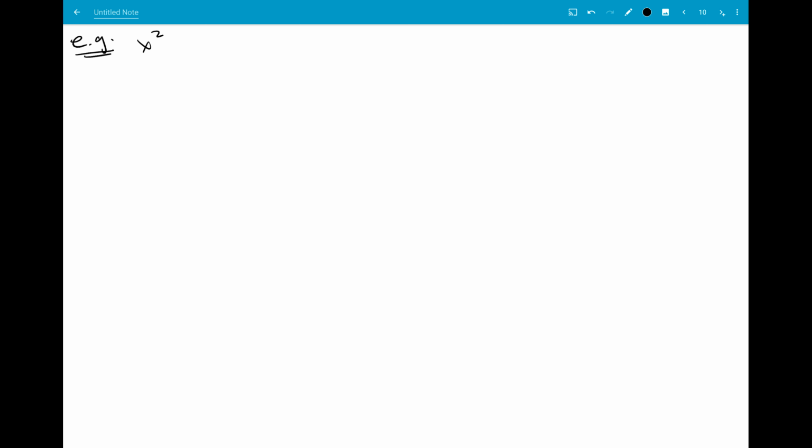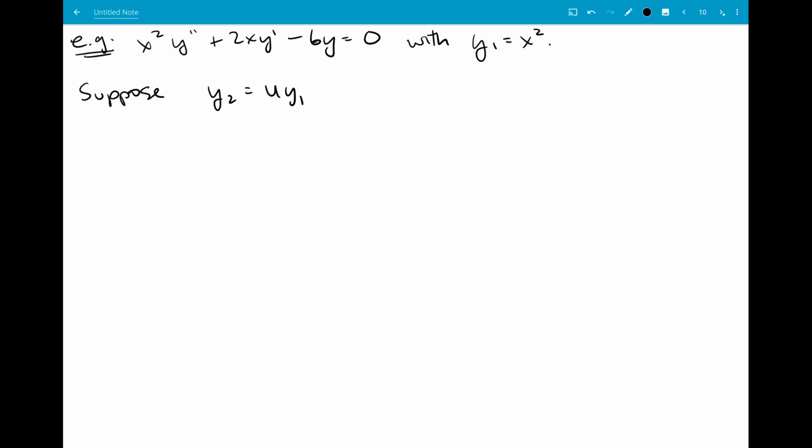to solve the differential equation x squared y double prime plus 2xy prime minus 6y equal to 0. And we're given y1 equal to x squared. We're going to try to solve this differential equation. So, our first step for this type of problem when we're given y1 is to say y2 is probably u times y1. We're told right away that y1 is x squared, so y2 is equal to some unknown u times x squared.